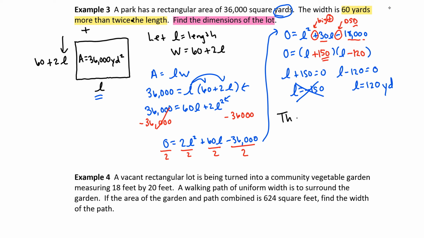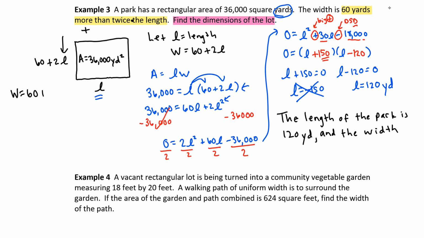So we can make our conclusion. The length of the park is 120 yards, and the width, in case you missed that, let me show you how I did that one more time. I'm taking 120, which we found for the length, plugging it in and determining the width. So the width is 300 yards.